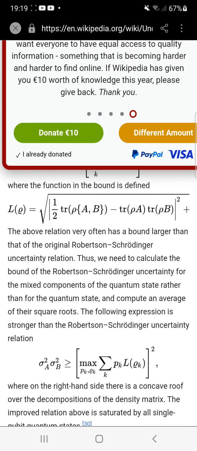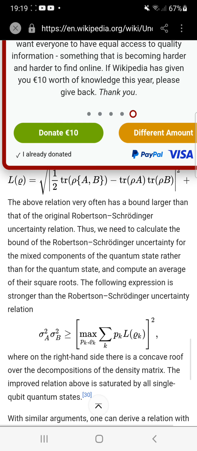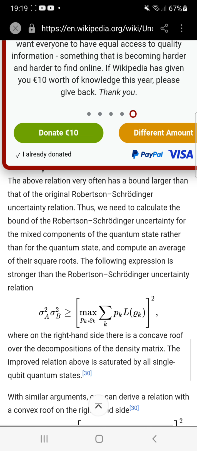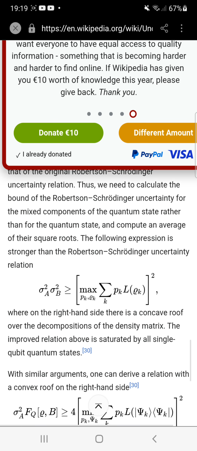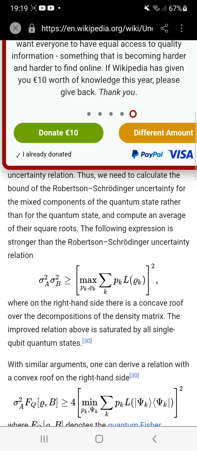The above relation very often has a bound larger than that of the original Robertson-Schrödinger uncertainty relation. Thus, we need to calculate the bound of a Robertson-Schrödinger uncertainty for the mixed components of a quantum state rather than for the quantum state and compute an average of a square root. The following expression is stronger than the Robertson-Schrödinger uncertainty relation.